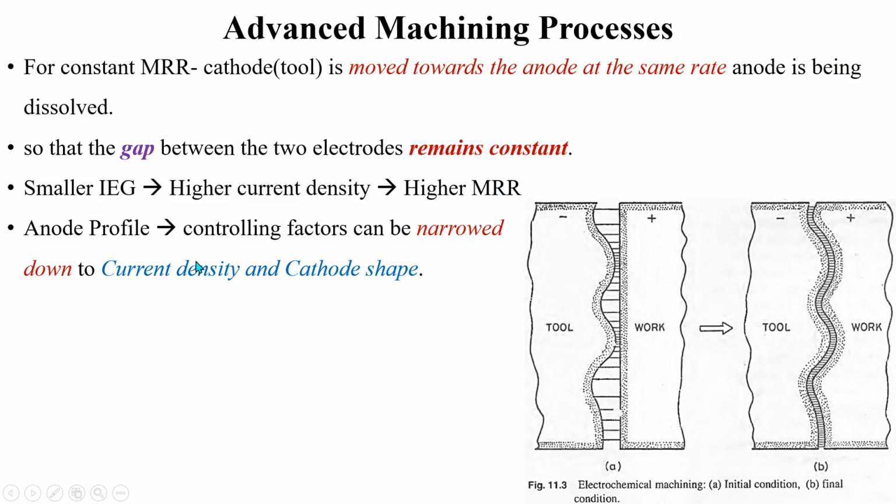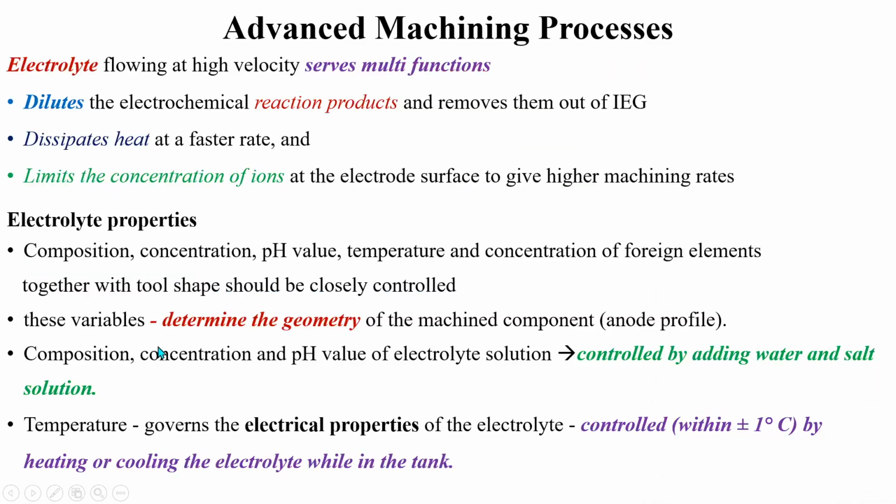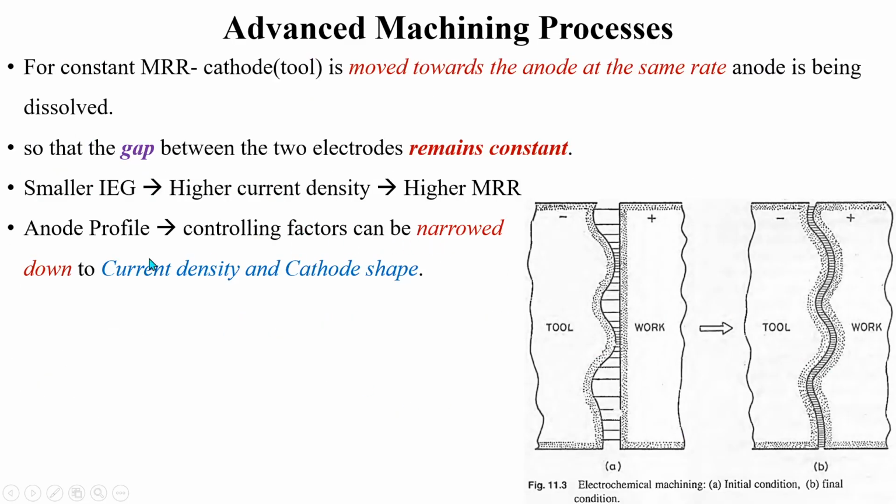So we have previously discussed the various parameters that control the anode profile. But we can narrow it down to two important parameters, that are current density and cathode shape. That is, if the current density is higher, material removal rate is higher. Similarly, the cathode shape also determines the final contour that is generated on the workpiece surface.